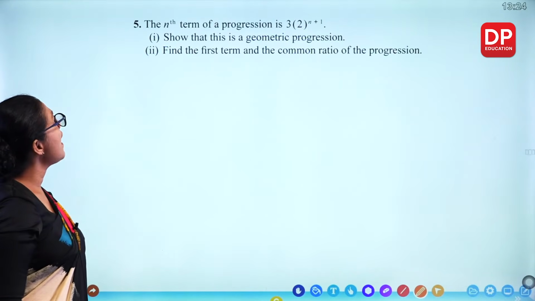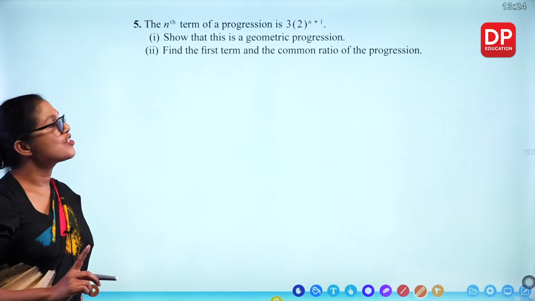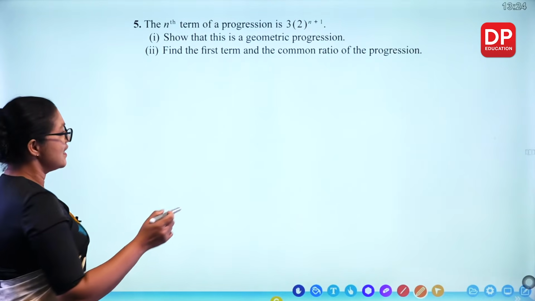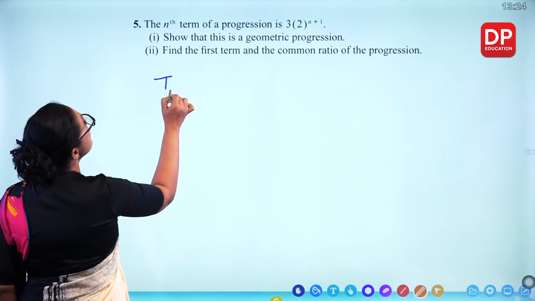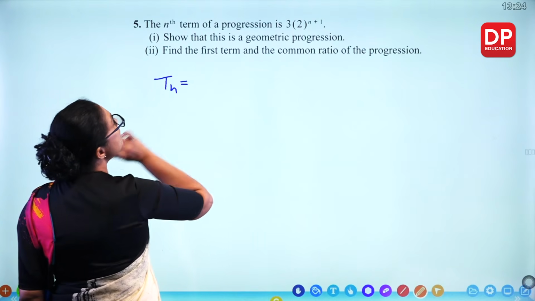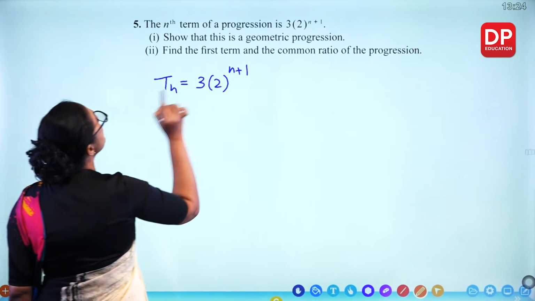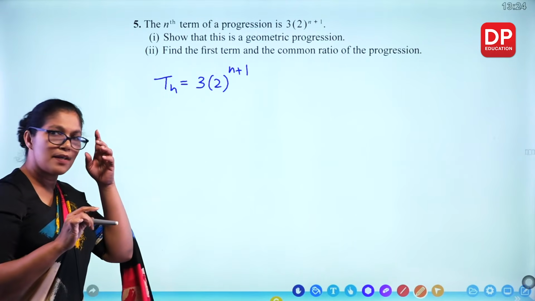Look at question number 5. The nth term of a progression is this. Nth term, now we have to use Tn. Tn is given as 3 into 2 to the power n plus 1. Show that this is a geometric progression.